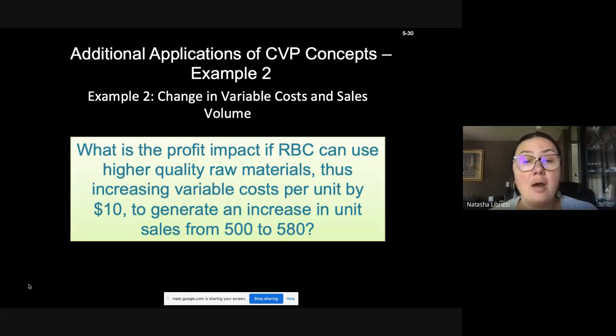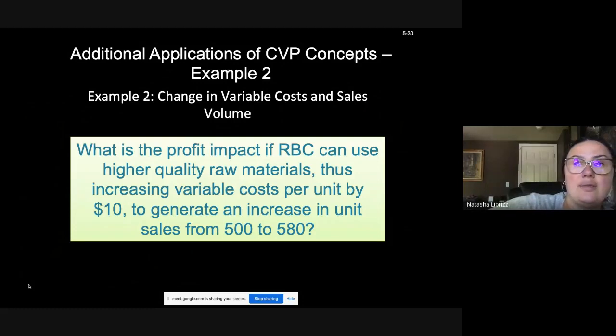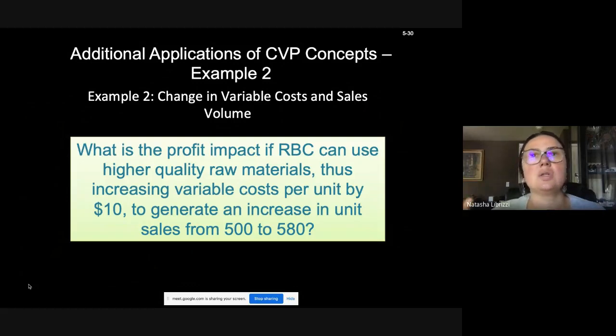So what is the profit impact if RBC can use higher quality raw materials that increase variable cost per unit by $10? Let's say we want to add extra material that would make a bike lighter. I think that's one thing bikers look for. So if that happens, variable cost goes up, decreasing the contribution margin, to generate an increase in unit sales from 500 to 580. We're going to make bikes a little bit better, thinking it will attract additional customers.